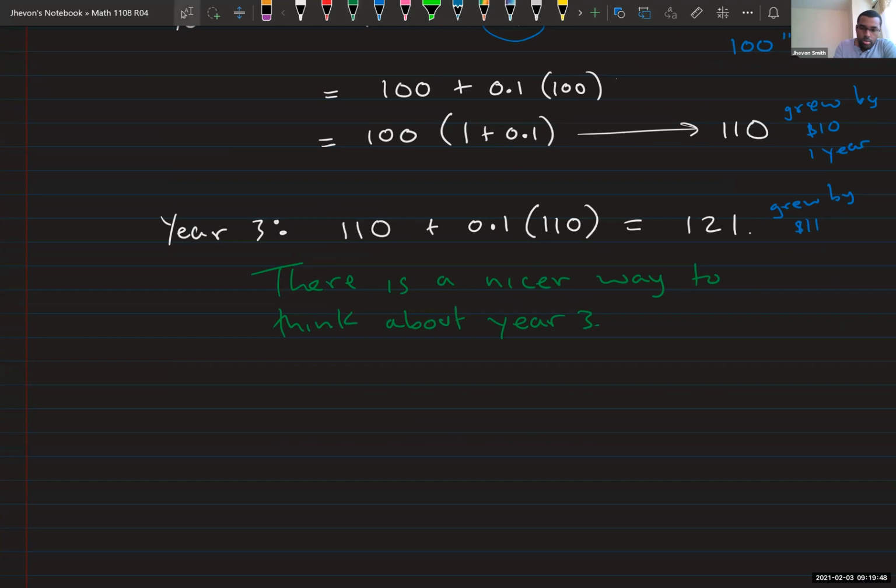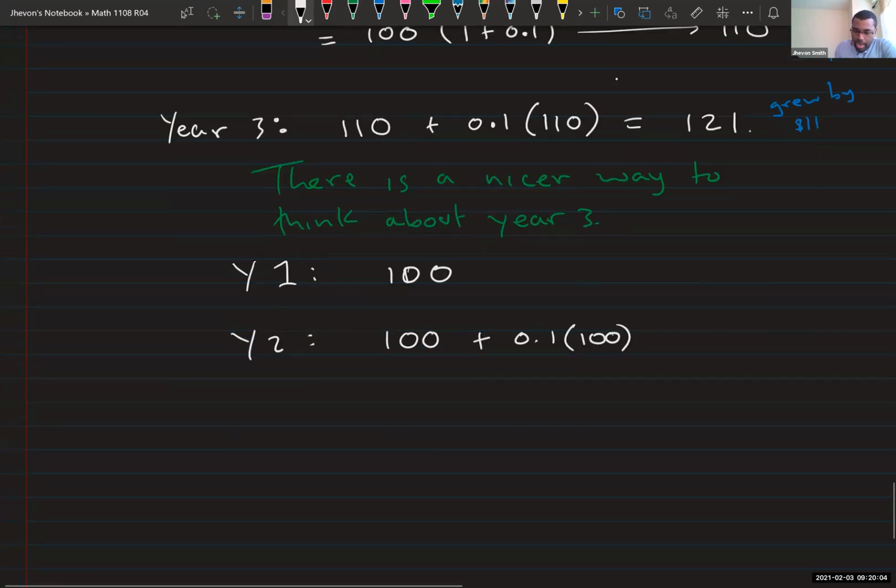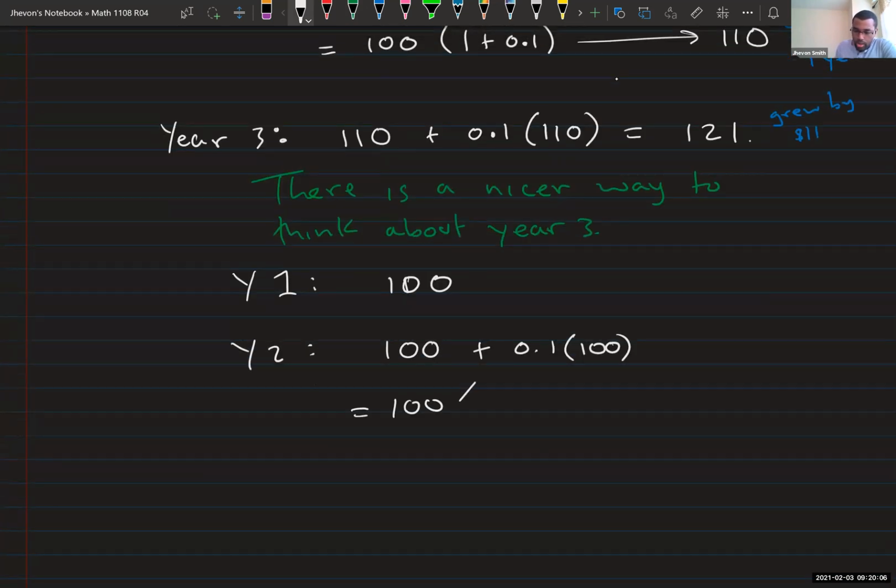That way is going to be, okay, let's remember year one, we had $100. Year two, we had 100 plus 0.1 times 100. We could do a little bit of math. We can move the 100 out and we think of it as 0.1. Okay. Now here is what we're going to do.